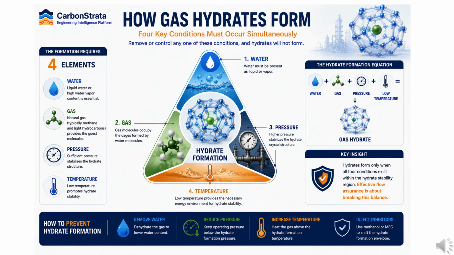The important engineering principle is that hydrates cannot form if any one of these conditions is removed or controlled. This is the foundation of all hydrate management strategies. Engineers prevent hydrates by removing water through dehydration, increasing temperature, reducing pressure, or injecting inhibitors such as methanol or MEG. Every hydrate prevention method is ultimately based on disrupting one or more of these 4 requirements.